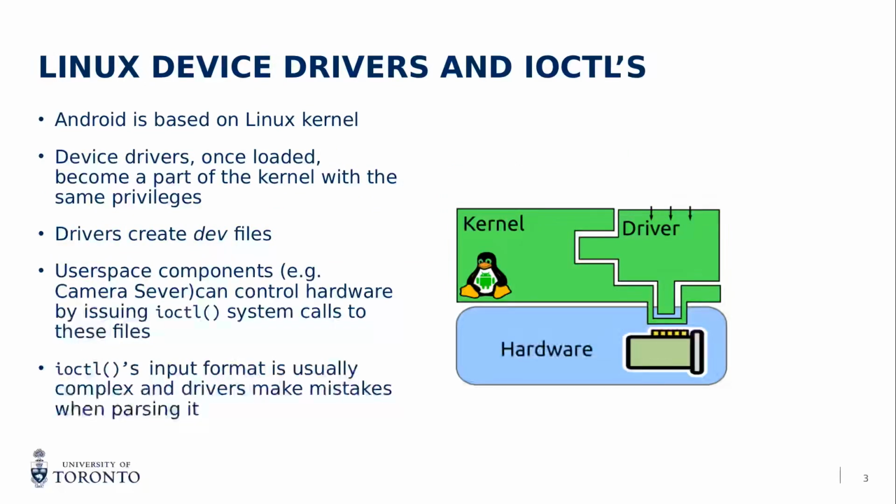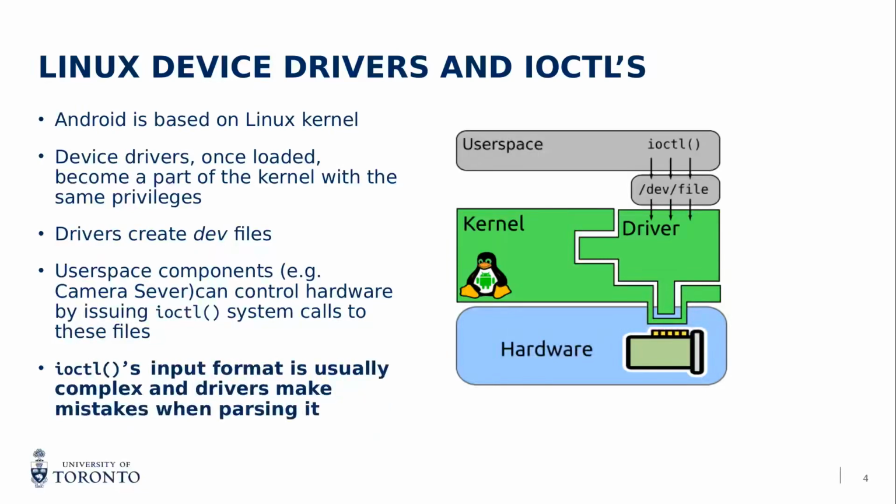Android kernels are based on the Linux kernel, and in Linux, drivers, once loaded, become a part of the kernel with the same privileges, which means the compromised driver code compromises the whole kernel. In order for the user space to be able to control the peripheral, drivers create a special device file, using which a user space application can issue ioctl system calls to send commands to the driver, which are then passed to the hardware device. What is unique about ioctl system calls is that in order to support a large number of use cases and the hardware features, ioctl system calls accept arbitrary complex structures as input, which is then parsed by the driver, and this complex parsing is often bug-prone.